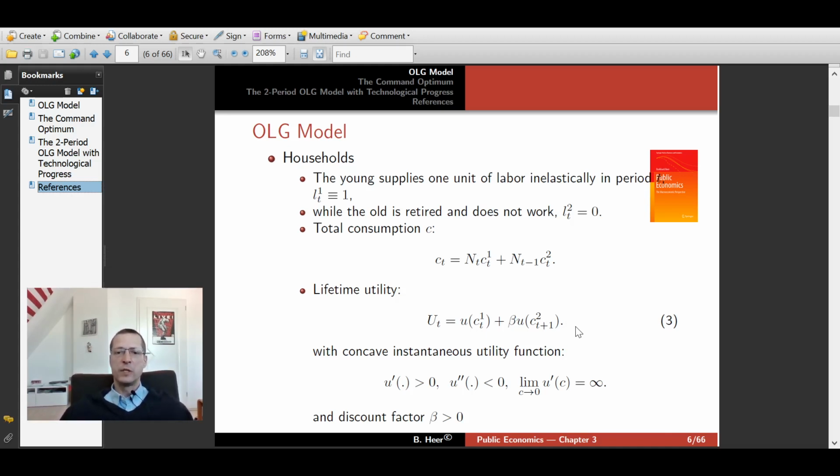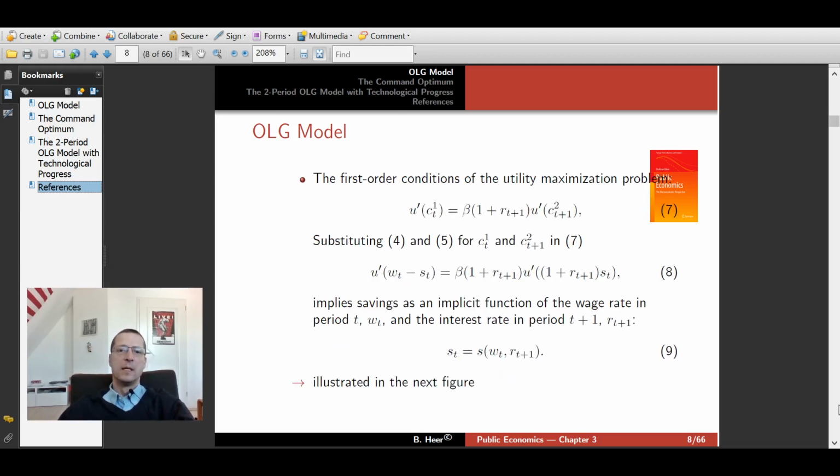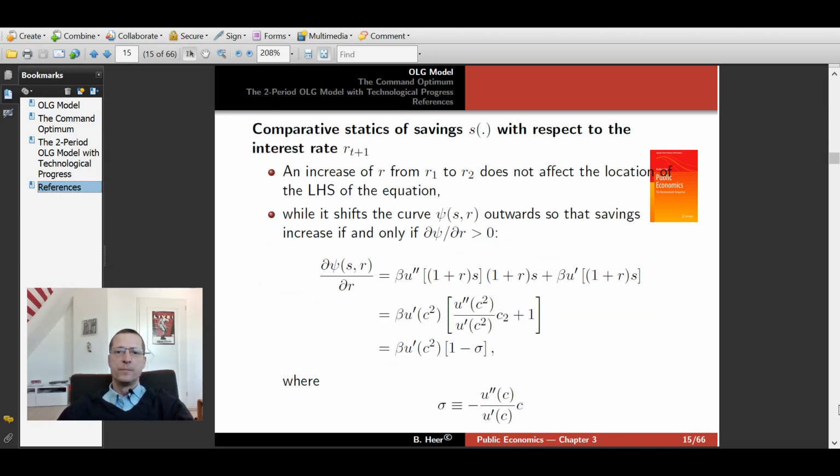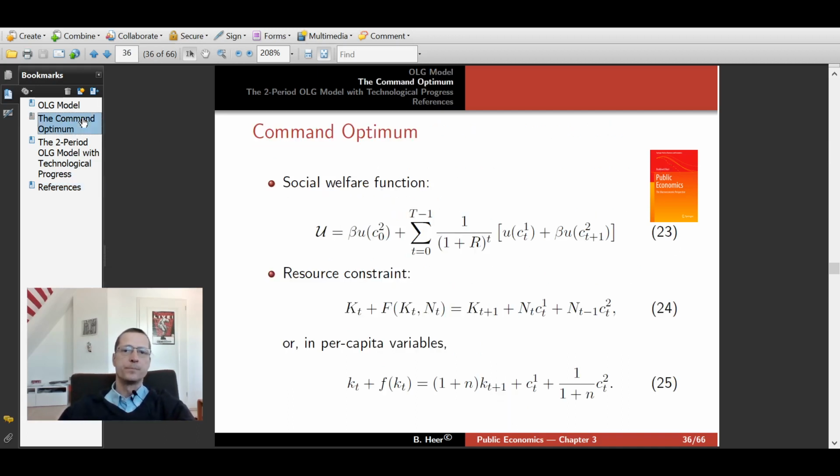And lifetime utility of the household is uppercase U, which is a function of consumption at young age and old age. Instantaneous utility is denoted by lowercase u, and future utility at old age is discounted with the factor beta. Now let's skip into the command optimum.